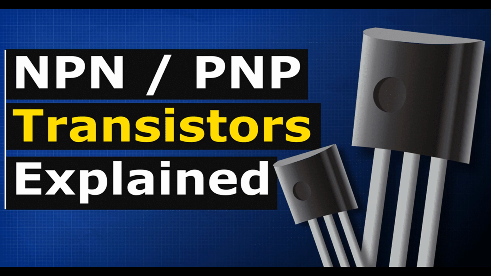Switching. By applying a suitable current or voltage to the base terminal, you can switch the transistor between its on and off states.